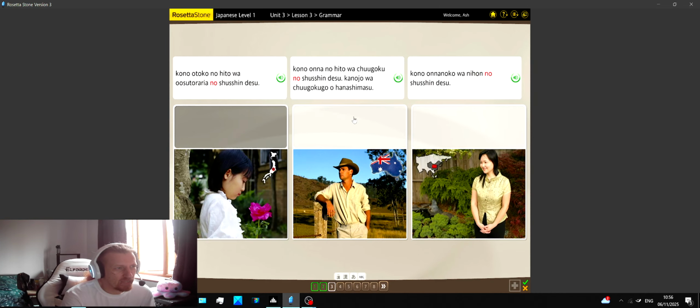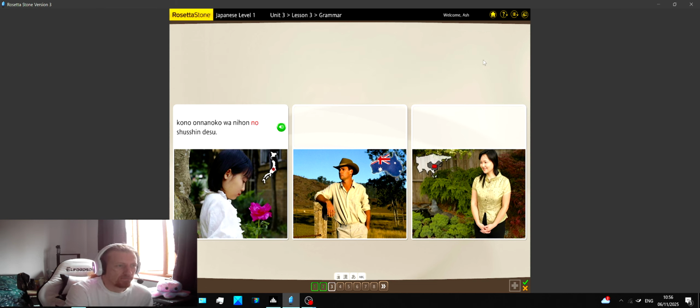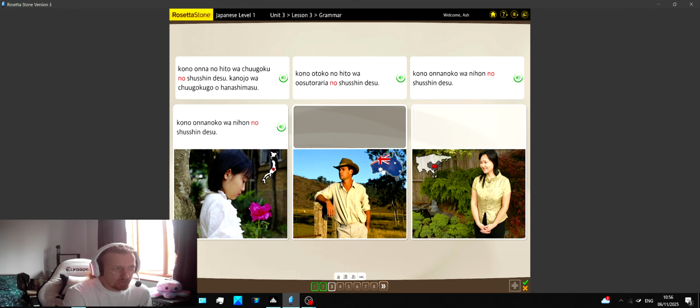Slide 3. Here we go. And we've got the flags of their origin to help us. So slide 1 is obviously we're looking for Nihon or Nihongo. So kono onnanoko wa Nihon no shushin desu. この女の子は日本の出身です。 This girl is from Japan. Then we've got the guy from Australia. Well, that's going to be Australia.